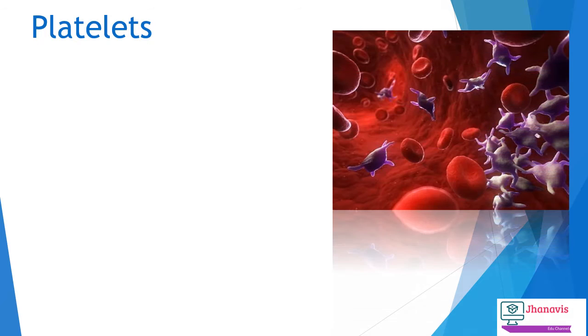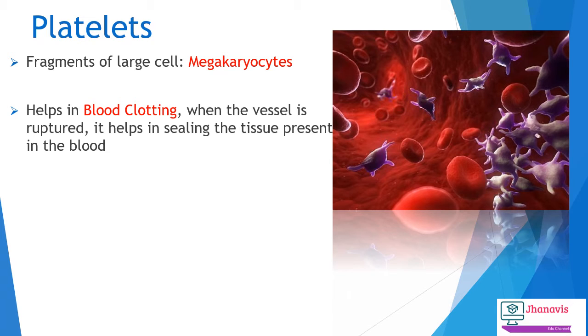Platelets. Platelets are formed from fragments of a large cell called megakaryocytes. Platelets mainly help in the blood clotting mechanism, that is the clotting or coagulation of the blood. What is this coagulation or clotting? When a tissue or cell gets ruptured or damaged, the platelets arrive at that center and repair it and seal it. Hence we call it clotting.